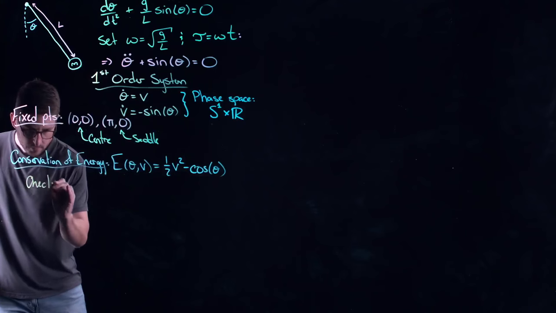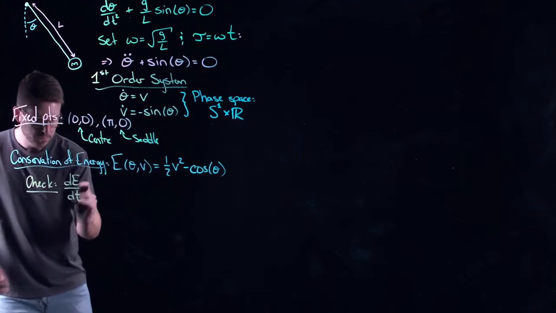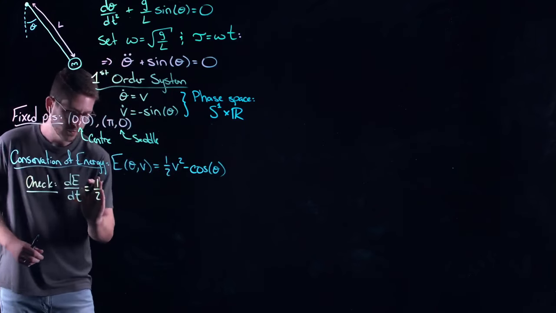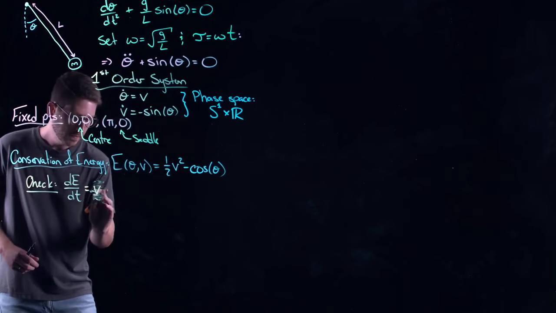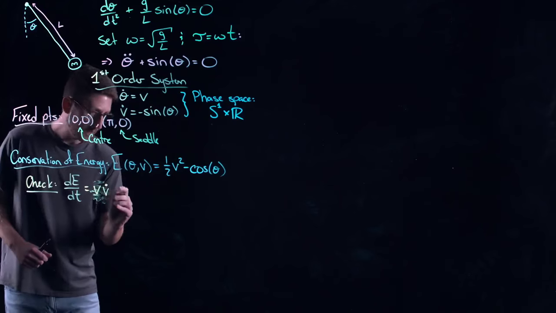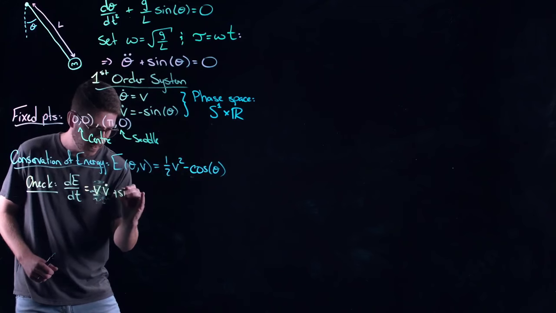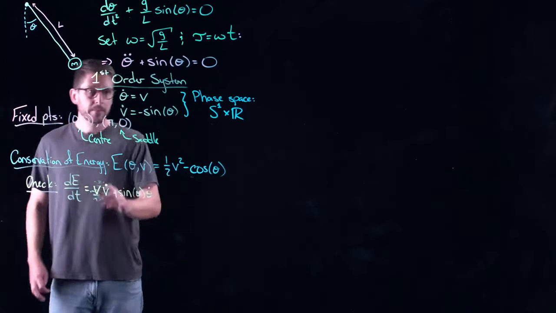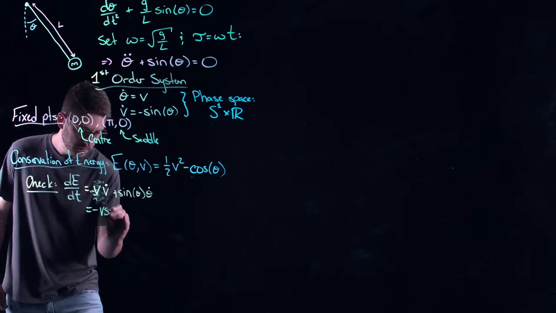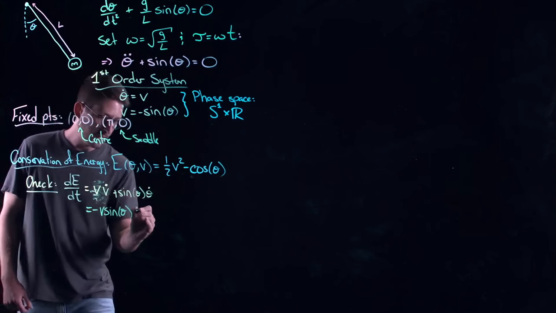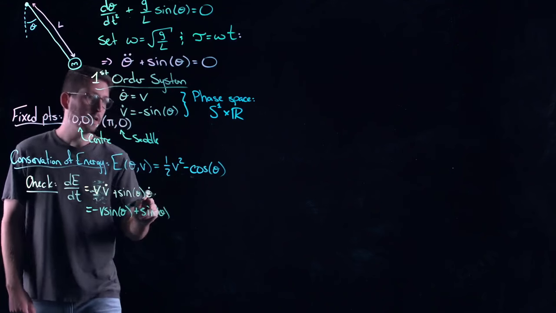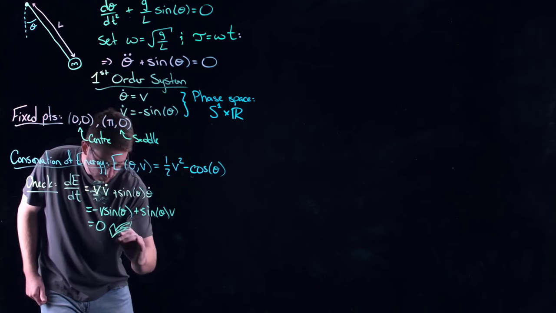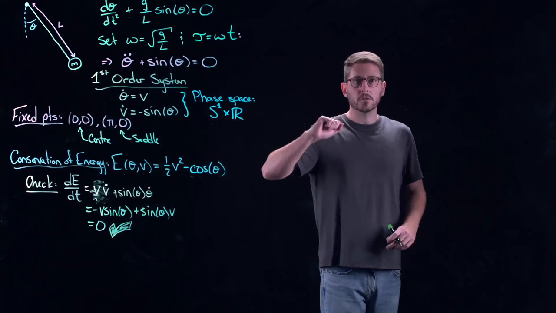So let's do a check. Let's take the derivative of the energy with respect to time in this case. Well, this is going to be 1/2, no 1/2 anymore. The 2 comes down, you get V, and then times V dot, chain rule. And then taking the derivative of minus cos gives you sine, so plus sine of theta, and then chain rule times theta dot. Right? So I'm taking the derivative of the energy with respect to time. Now let's fill in what I have. This becomes minus V times sine of theta, because V dot is minus sine of theta, and then plus sine of theta, and then theta dot is V, so this is equal to zero. All good, right? So this is a check mark telling me that I did it right. But it tells me that my energy is conserved, right? It's not changing along trajectories.